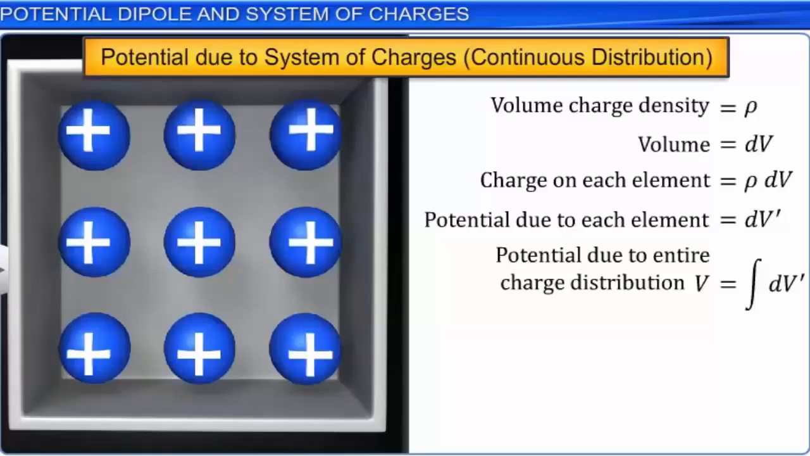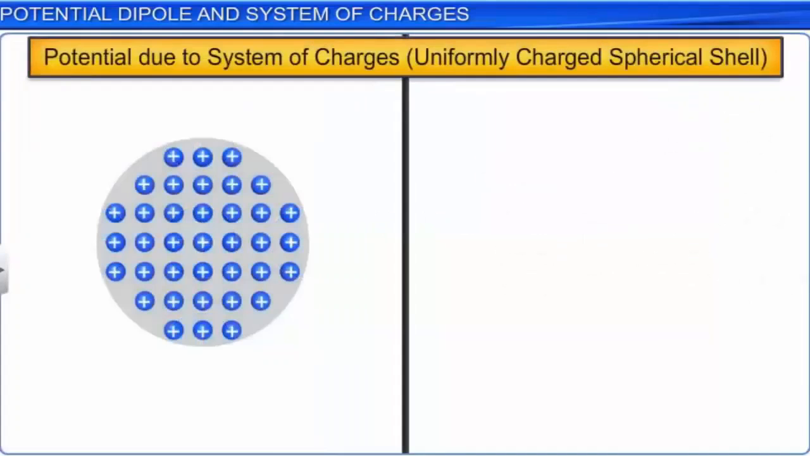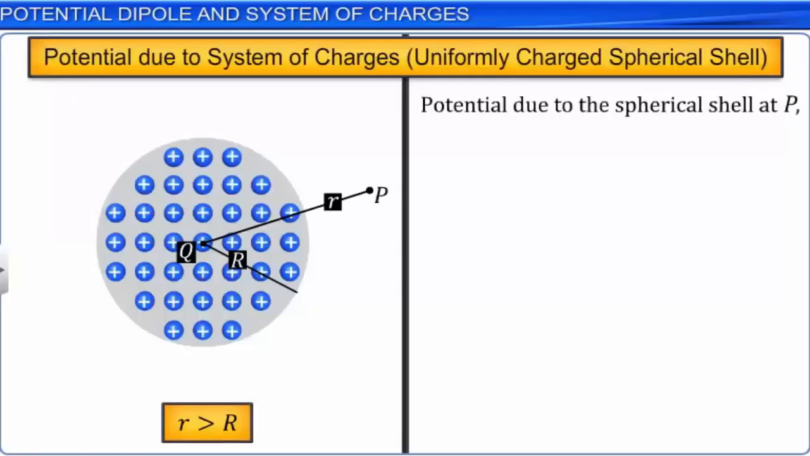Now let us look at an example of uniform charge distribution. Let us consider a uniformly charged spherical shell of radius R, with a charge Q distributed over its surface. For any point P, which is at distance r greater than R, we have the potential due to the spherical shell at that point as V is equal to 1 by 4 pi epsilon naught Q by r. This equation holds good for all points that lie on the sphere or outside the sphere. Let this be equation 9.